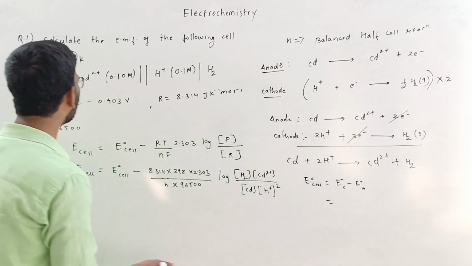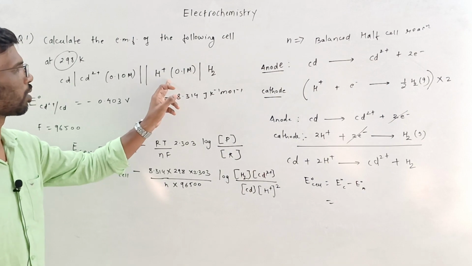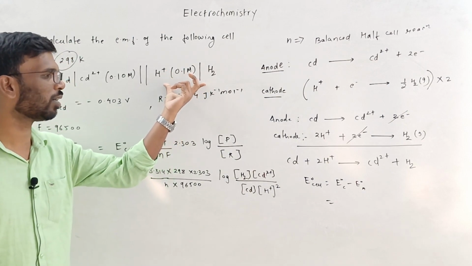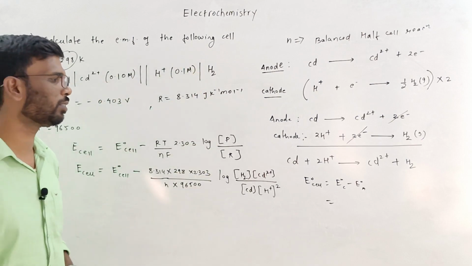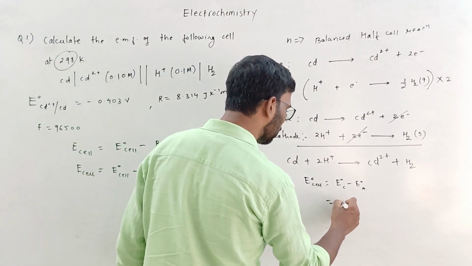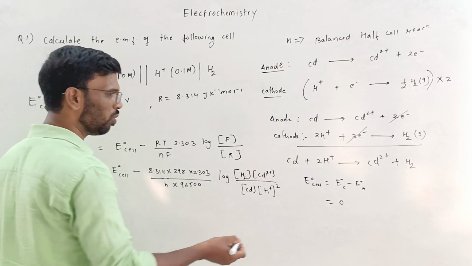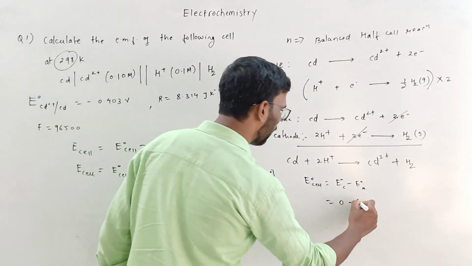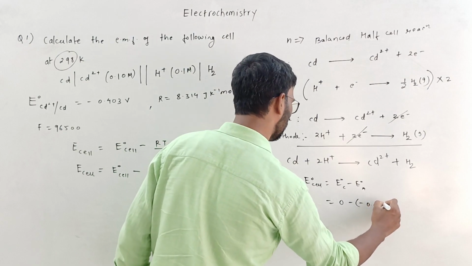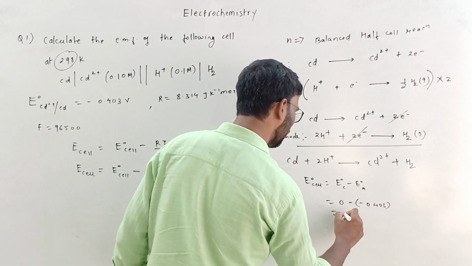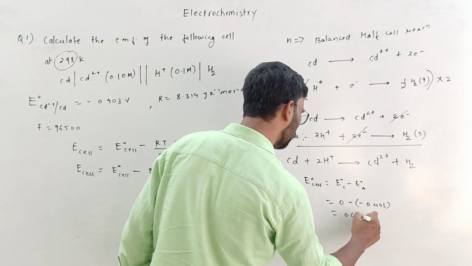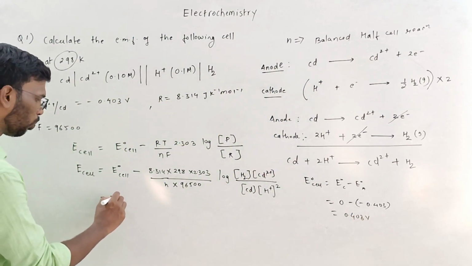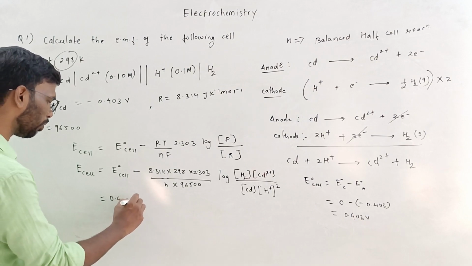Now if you see, the cathode over here is this. This is from the standard hydrogen electrode. This is a cathode which is represented on the right side. So the electrode potential for the hydrogen electrode is 0 minus of minus 0.403. So E naught over here is 0.403 volt. Right? So what I'll write over here, 0.403 volt.